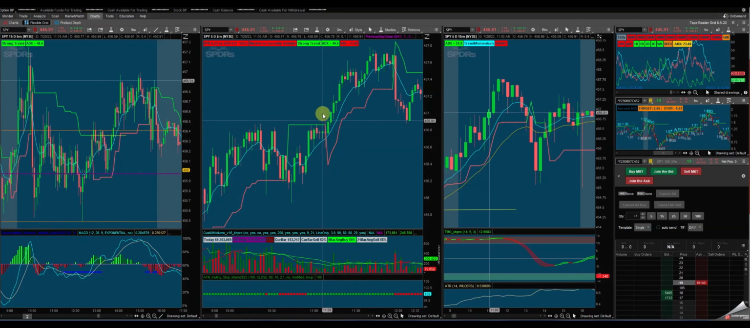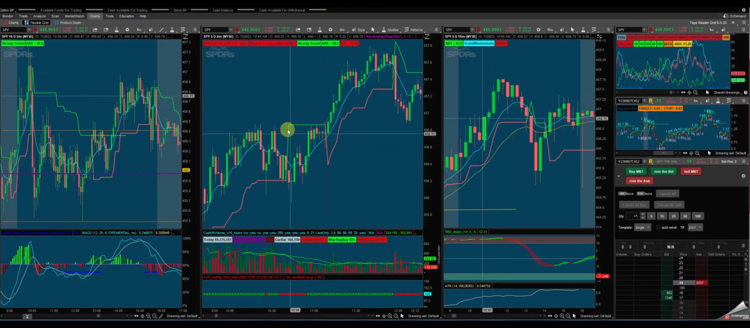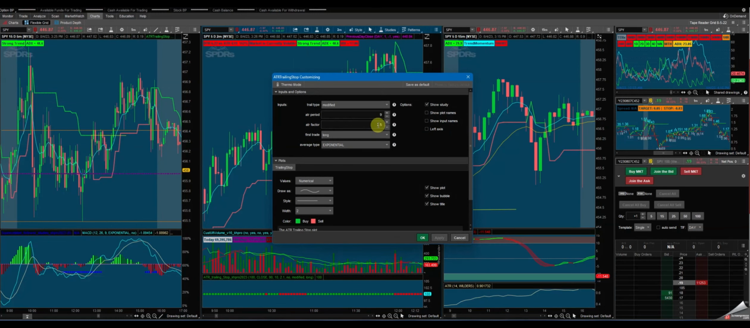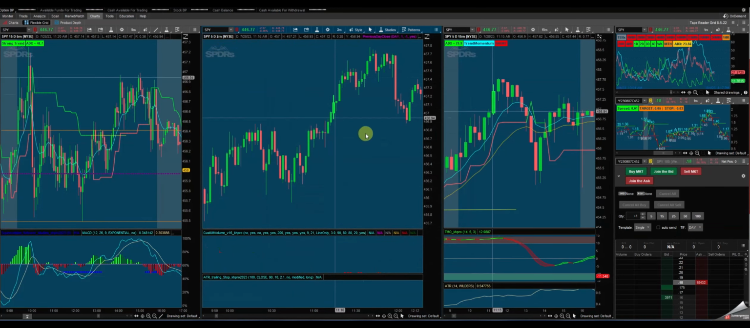So first, I threw it on the 2-minute chart. I played around with the parameters. Clearly it's not the same as default. Instead of an ATR period of 5, I made it 9. Instead of 3.1, I made it 2.5. For average type, I made it exponential. I changed it to a line instead of the dots. I hate the dots. The width to 2, and I did the color in this dashboard style. Green is go, red is stop. Now that's the 2-minute settings.